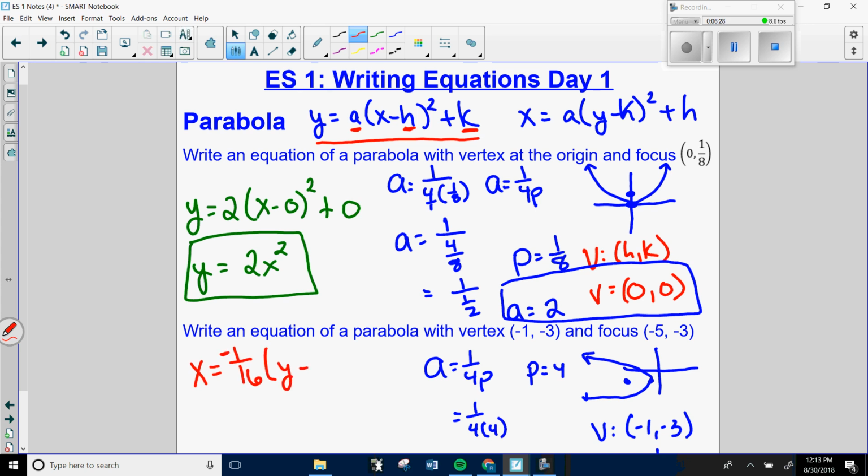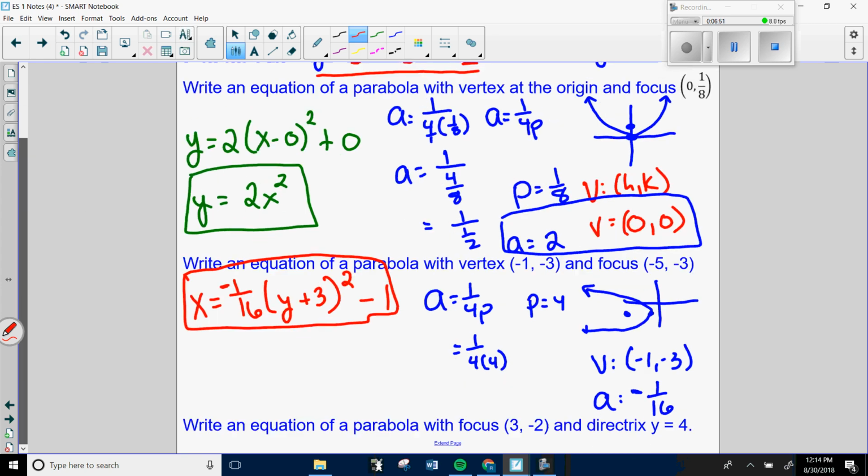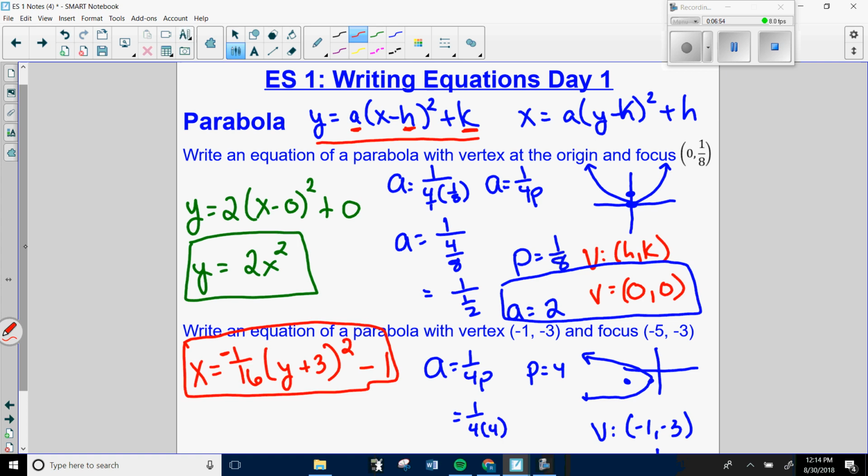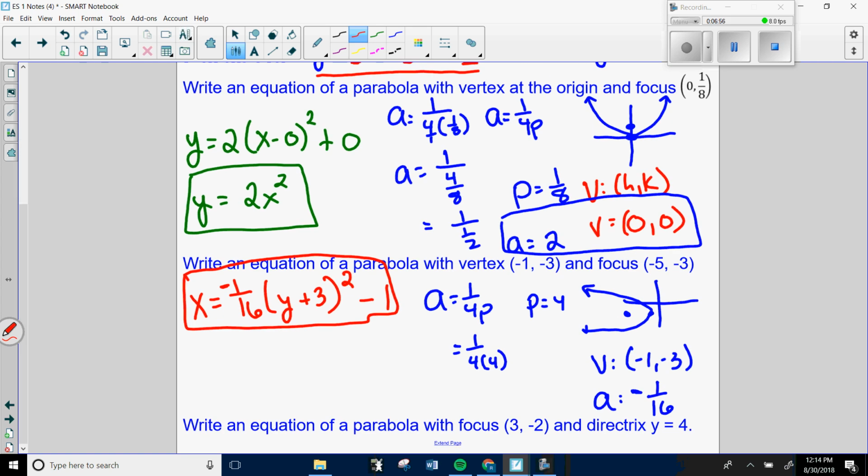My a value is 1 over 16, but it's negative. Parentheses, y minus, okay? Well, notice my y value is negative down here. Up here, it's going to be a double negative, so it's really going to be a plus sign, squared, and then it's -1 because it's the same as this one. It'd be plus whatever the number is, plus a negative, and make it a minus. So there is my equation. Okay? So there's that.